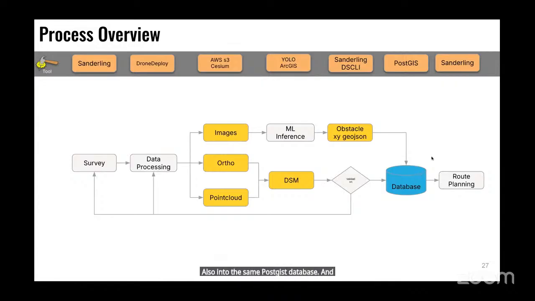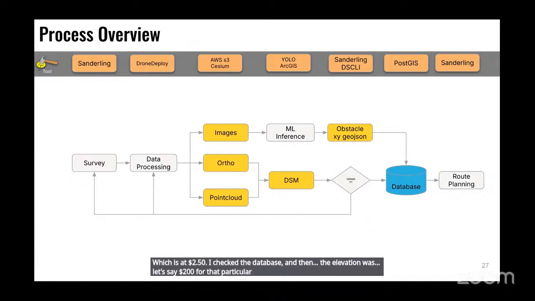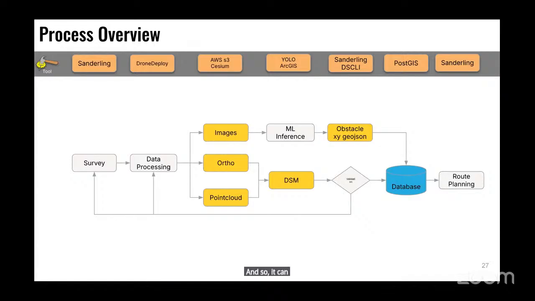And from there, Sunderland is able to read from that database, and that is how we are able to tell that, okay, if we have a route and the route is at, let's say, 250 meters, Sunderland can check against that same database that has the elevation maps and say, okay, for this route, which is at 250, I checked the database, and then the elevation was, let's say, 200 for that particular point. And so it can do the difference. So 200 and 250, it gets the difference of 50.